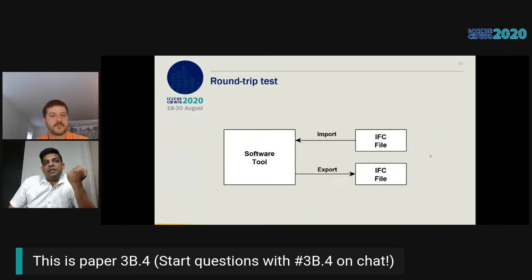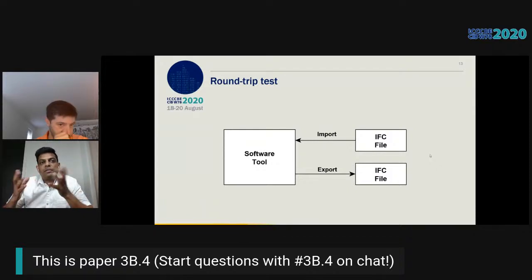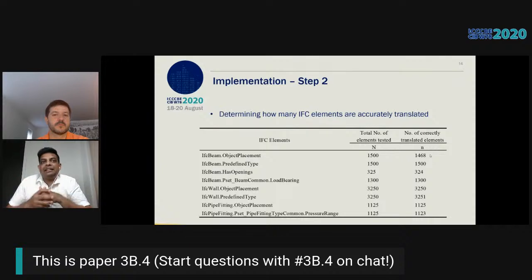After ranking the elements, the accuracy of the IFC elements is tested using a round trip test. This is a method where an IFC file is imported and then exported immediately without any change. And technically, if the data exchange is accurate, both the files should be the same, which is not always the case. Many researchers have done round-trip tests and have reported that there are many unintended alterations to the IFC elements due to errors in the translator modules.